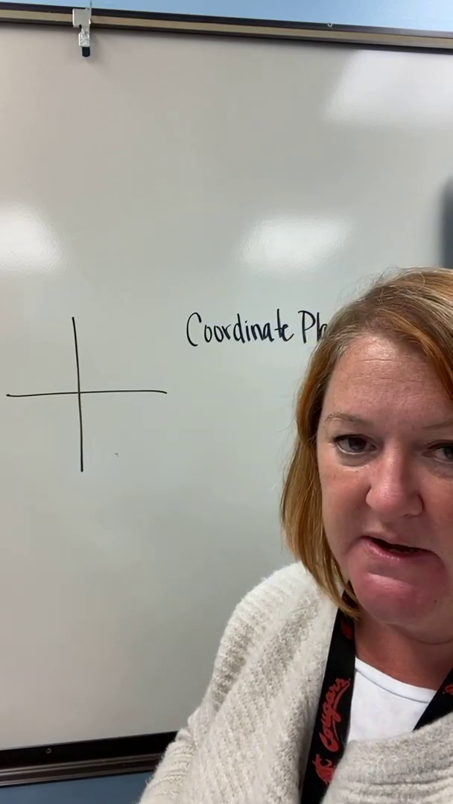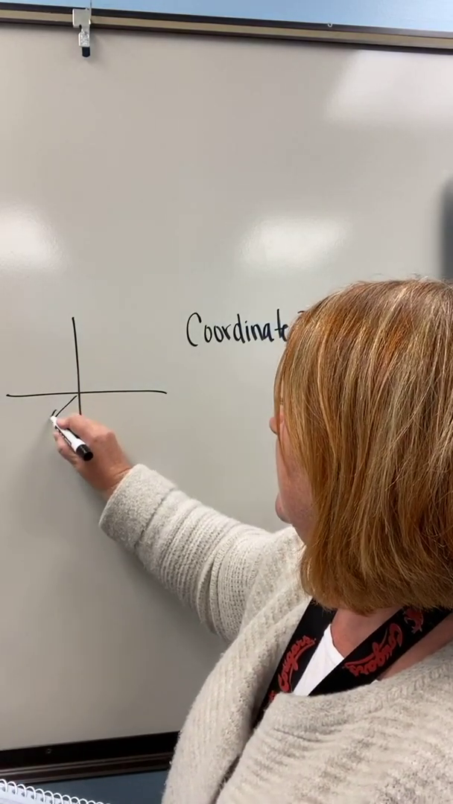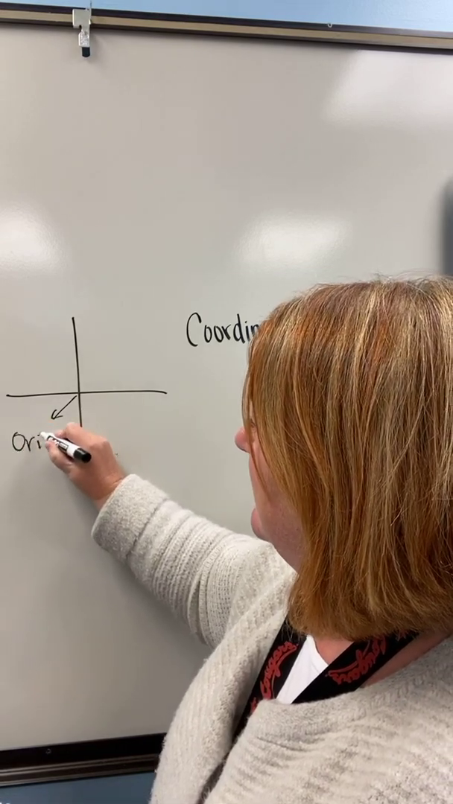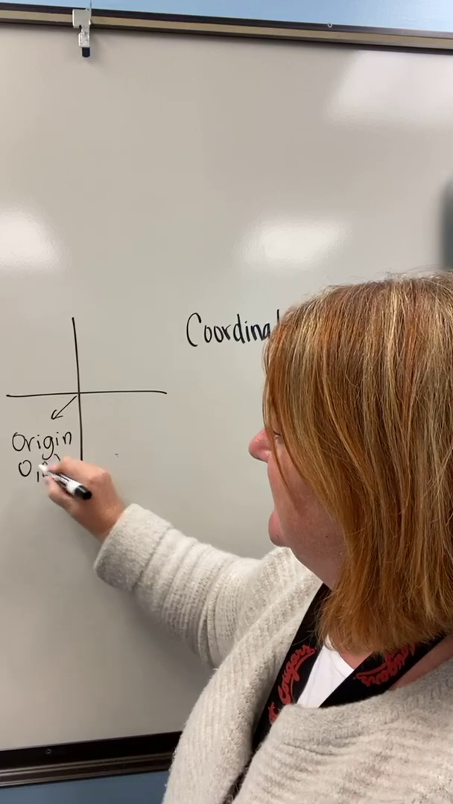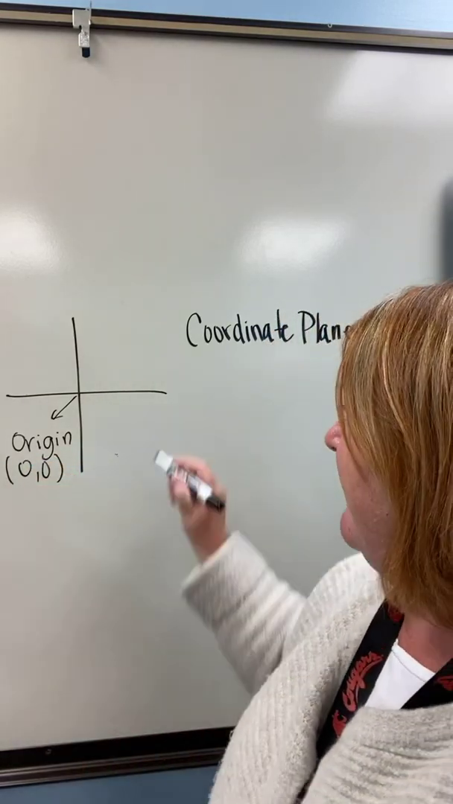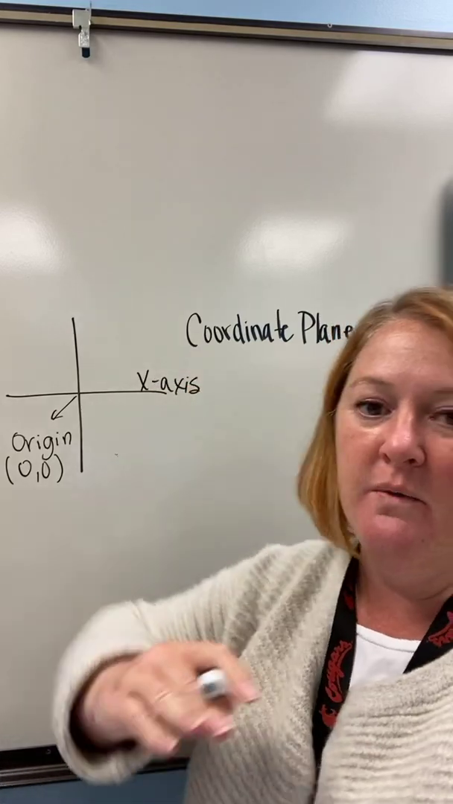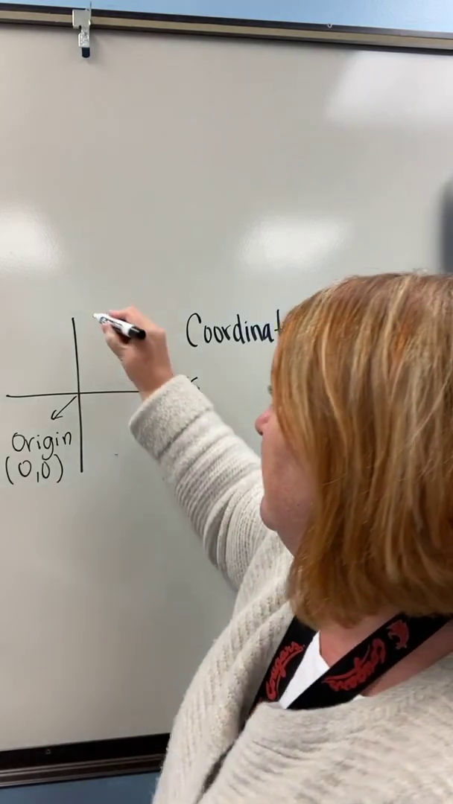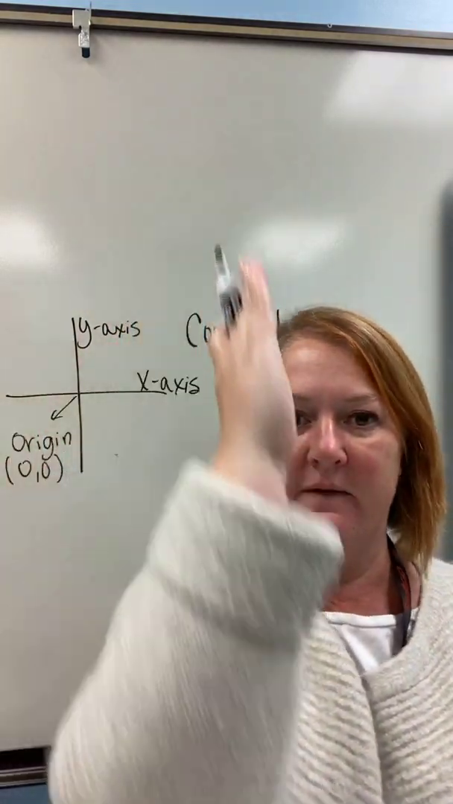Or what else do we call that? The origin. Good. So the origin is 0, 0. We know that one. We love that one. We have our x-axis. It's always the horizontal. We have our y-axis. It is always our vertical.